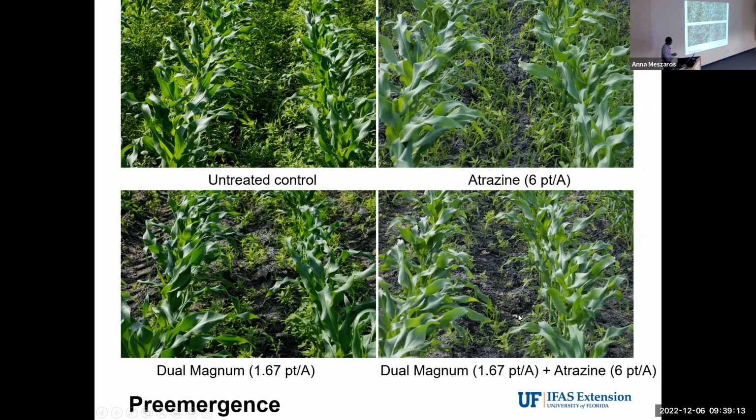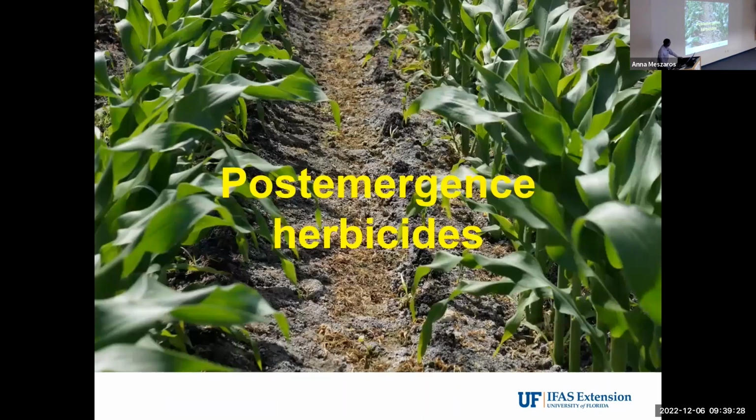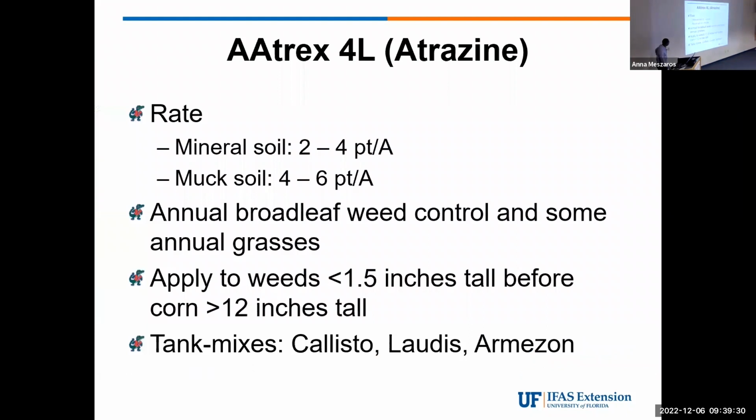So this was a field that was treated with this herbicide, but we had very little rain after the application. So there's a big difference when you get good rain or good irrigation to incorporate the two products to end up with better efficacy. And then for our post-emergence herbicides, atrazine can also be used as a post.